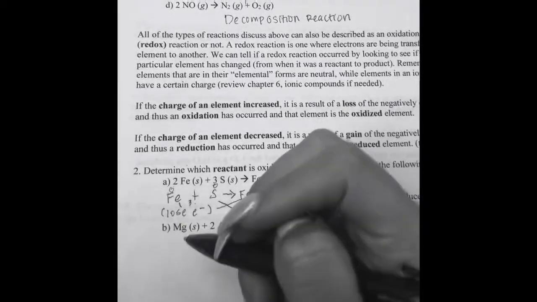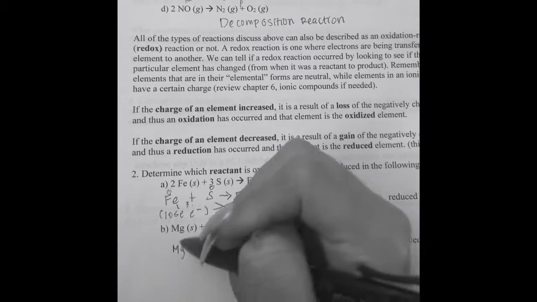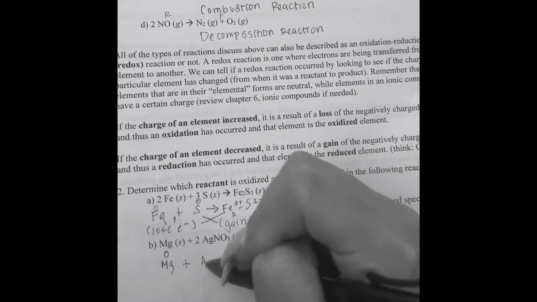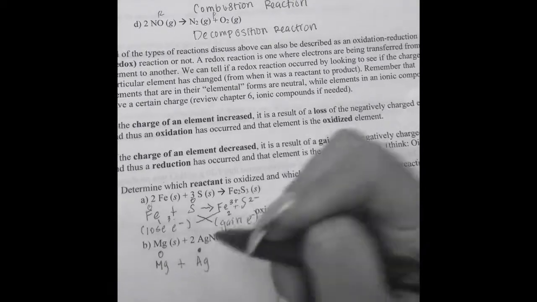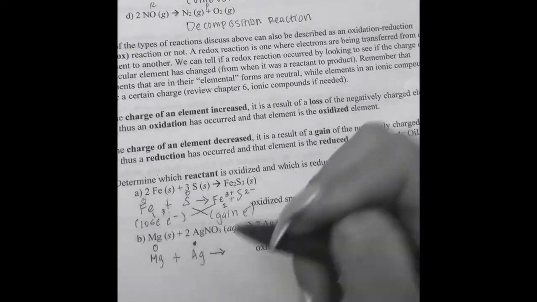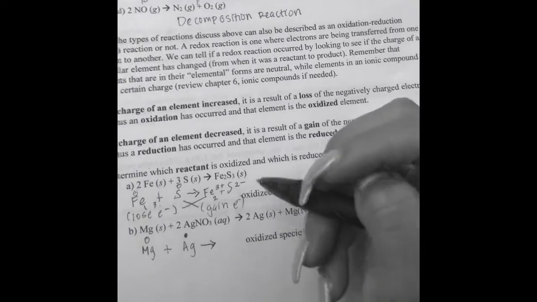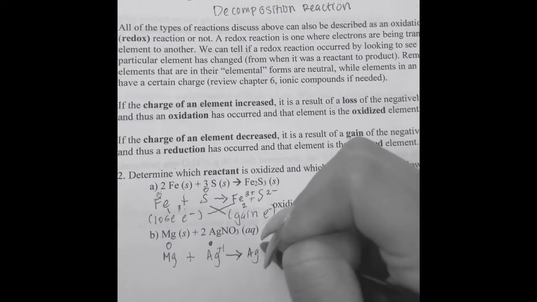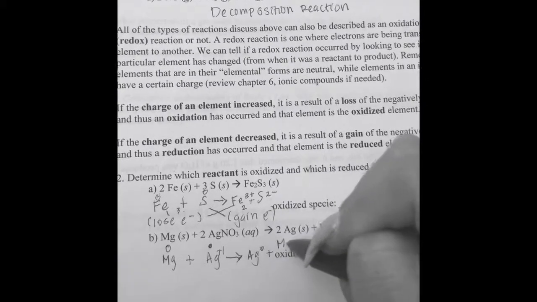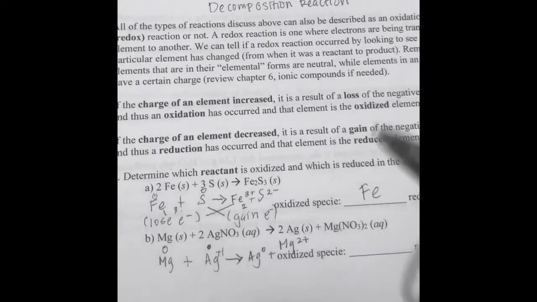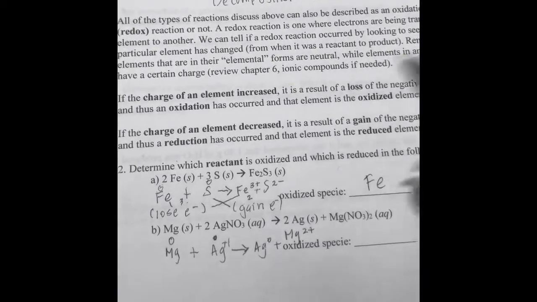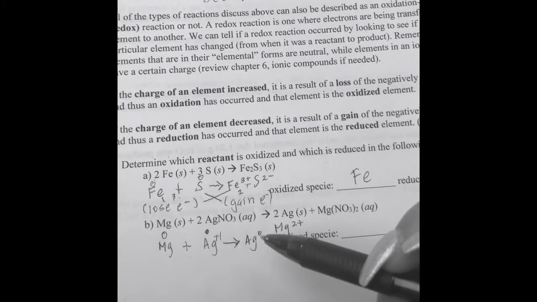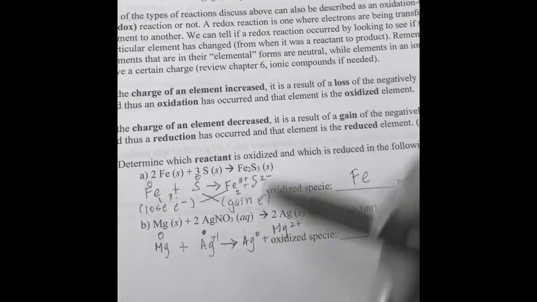Now for 2B, we are going to do the same thing. So we have magnesium adding to silver, and it's going to create a product of Ag 0 and magnesium 2+. So what does it mean when magnesium is 2+ and silver is basically gaining an electron and neutralizing?